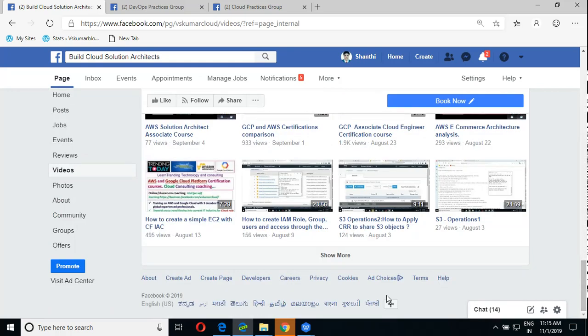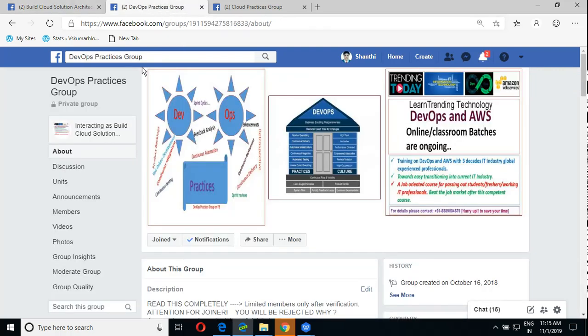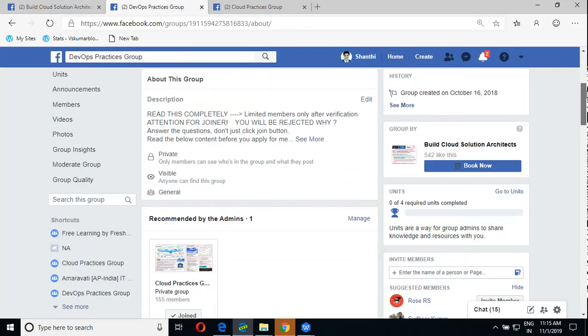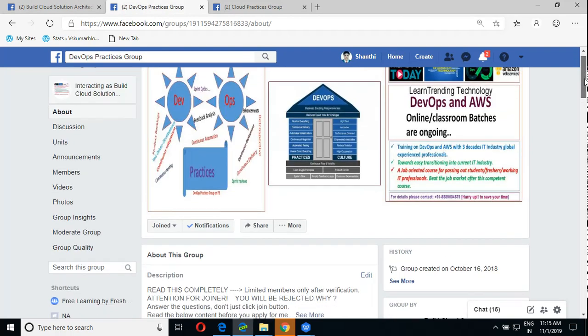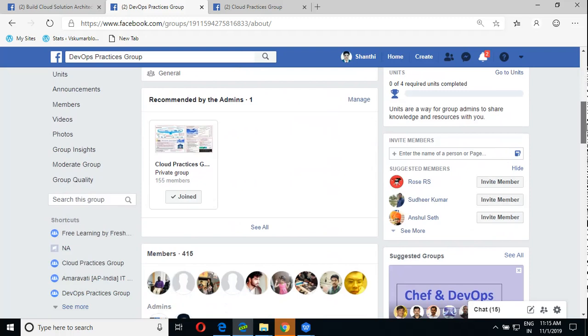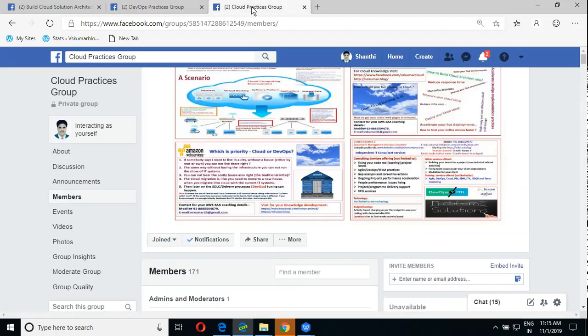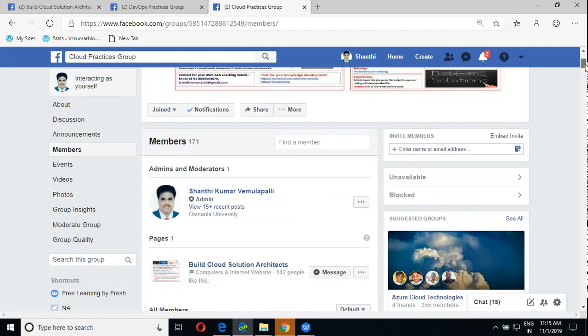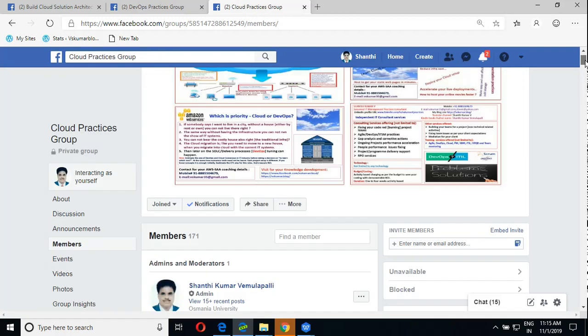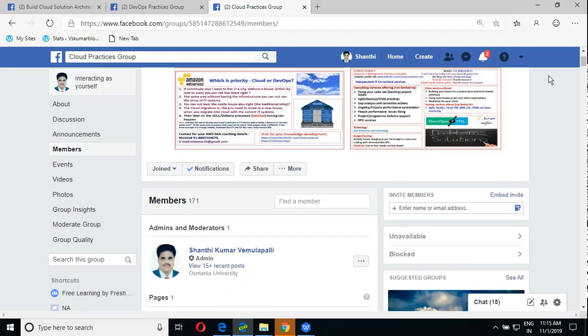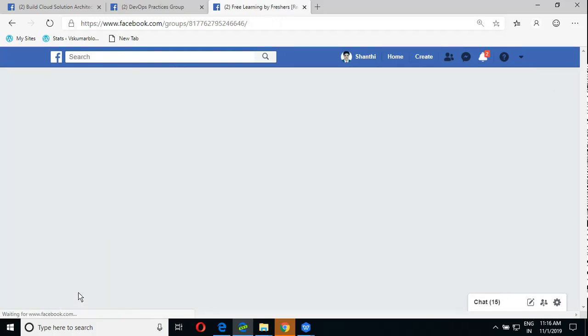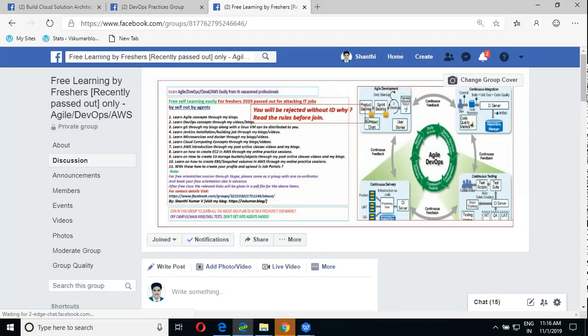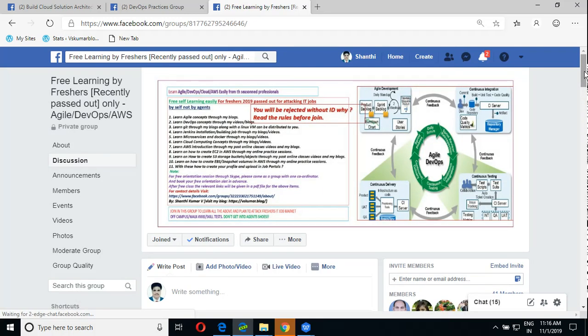Apart from that, I also manage my own DevOps practices group. I am the only person contributing to that, and I have some people who are interested to participate. Then I have a cloud practices group also, where I manage the group for different practices in cloud areas. And I also have a free learning site group for freshers. This will help freshers who join to learn the concepts. As I discussed with you, some of the project issues will be resolved if people learn these kinds of skills.